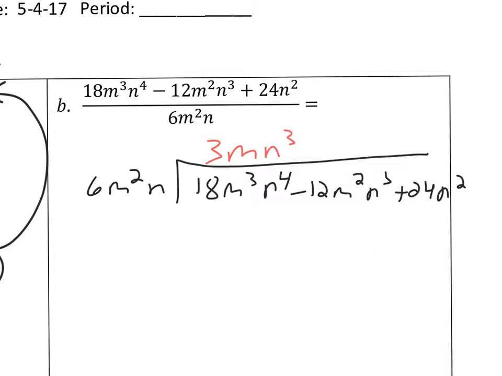Okay, so just to double check, 3 times 6 gives you 18. M squared times m to the first gives you m to the third, and n times n to the third gives you n to the fourth. Okay, so that's how you know we did it right, because these are going to cancel out.